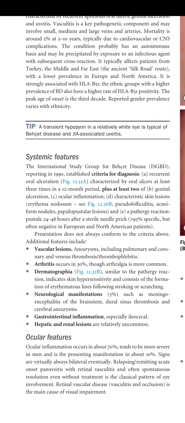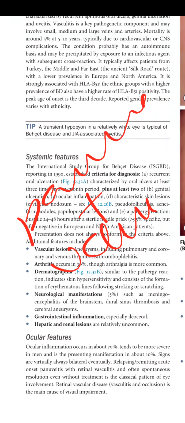So what are the ocular features of Behçet disease? Ocular inflammation occurs in about 70%, tends to be more severe in men, and is the presenting manifestation in 10%. Signs are virtually always eventually bilateral. So it is a bilateral disease. Relapsing and remitting acute onset panuveitis with retinal vasculitis and often spontaneous resolution even without treatment is the classic pattern of eye involvement. So there is going to be panuveitis with vasculitis. Retinal vascular disease, vasculitis and occlusion, is the main cause of visual impairment.